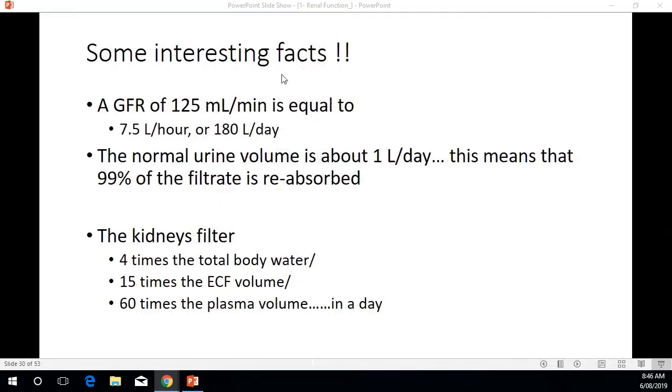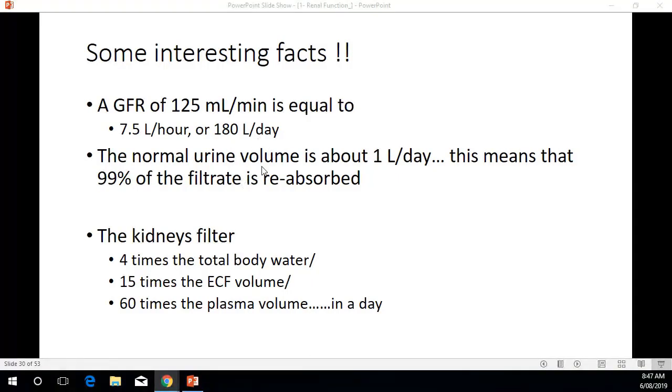All right, so some interesting facts. A GFR of 125 milliliter per minute is equal to 7.5 liters per hour or 180 liters per day. So if you do not reabsorb anything from the tubules, how much urine will you make every day? 180 liters. Because this is the amount of filtrate produced by the kidney in 24 hours, 180 liters.